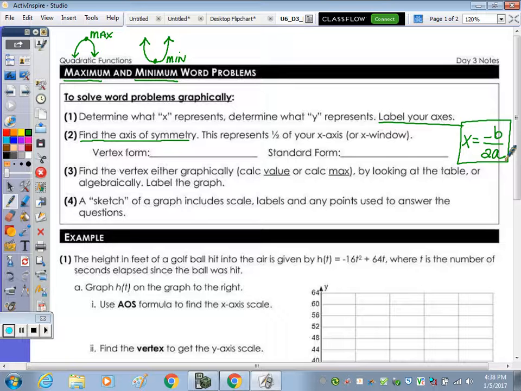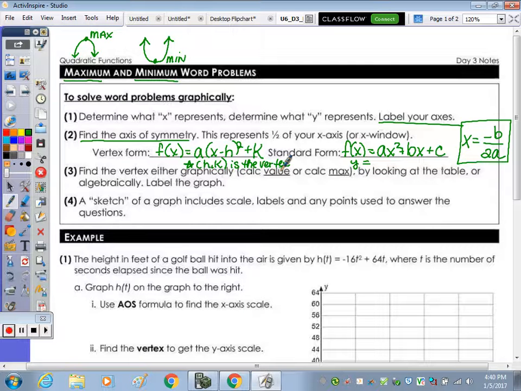Now, standard form we covered on the first day, and that was f of x equals ax squared plus bx plus c, or y equals ax squared plus bx plus c. Our vertex form is going to be f of x equals a times (x minus h) squared plus k. And remember, (h, k) is the vertex. And the vertex is your max or min point or turning point of the parabola.